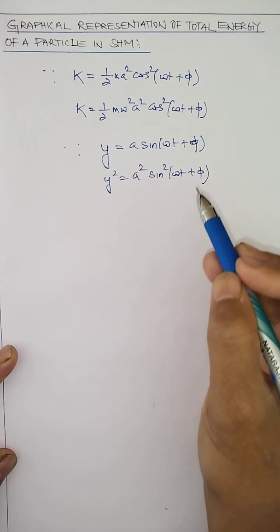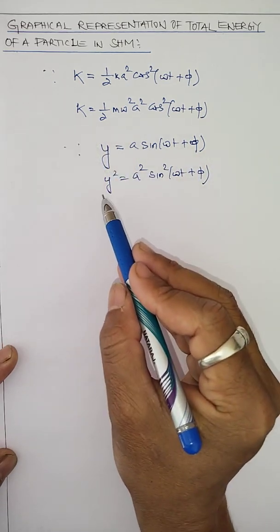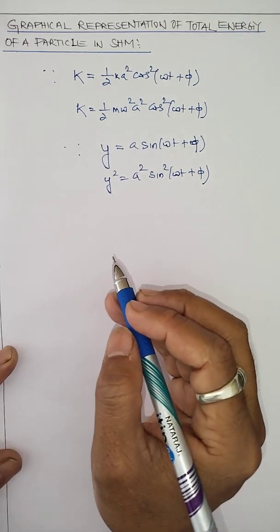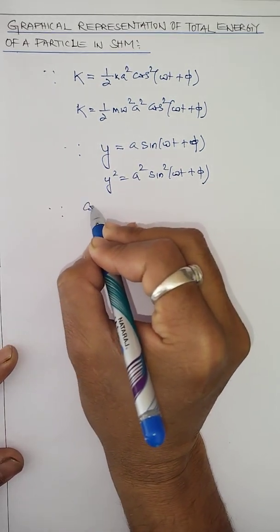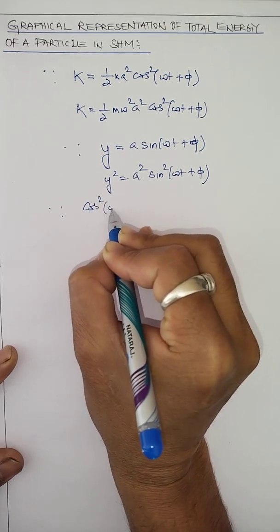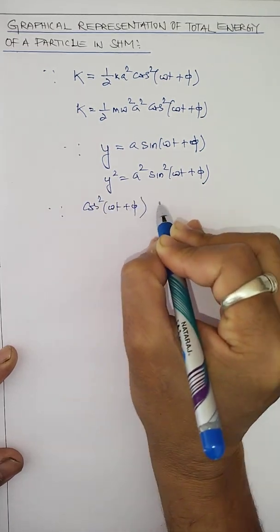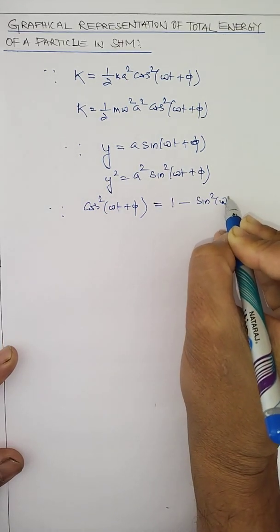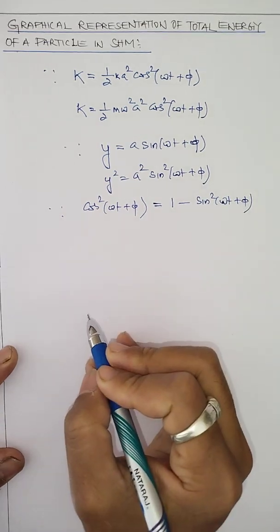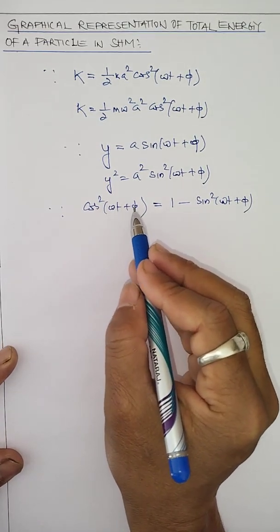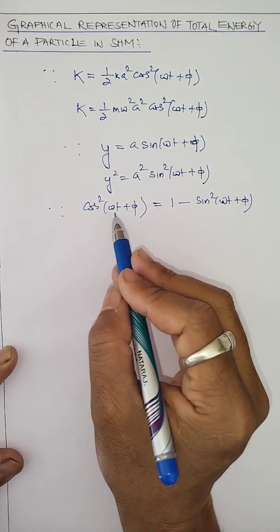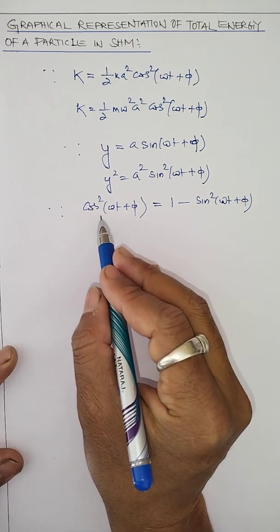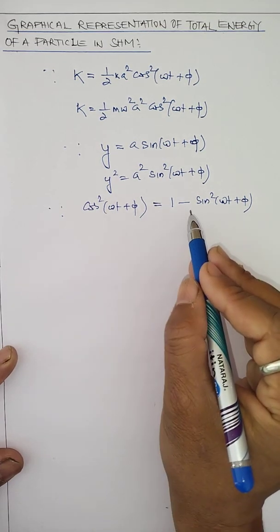Now what I am trying to do is express this k in terms of displacement, so I need to eliminate this cos square (omega t plus phi). How to eliminate it? We know that cos square (omega t plus phi) equals 1 minus sine square (omega t plus phi), since cos square theta plus sine square theta is 1. So instead of this quantity, now I write down this quantity.